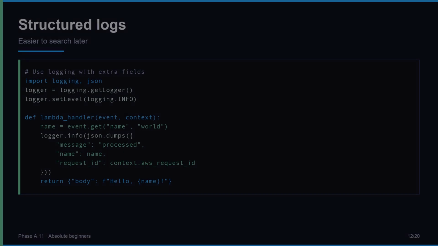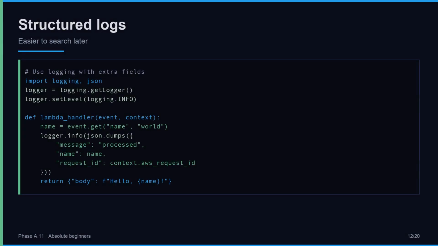Prefer logging. A powerful pattern: log JSON strings instead of plain text. Inside the handler, build a dictionary with the fields you care about: message, name, the AWS request ID from context, and json.dumps it before logging. CloudWatch then sees each log line as a structured record. You can search by request ID, filter by name, or build metrics from the fields. Structured logs cost nothing extra and pay off the first time you debug a real issue. JSON is easier to search.